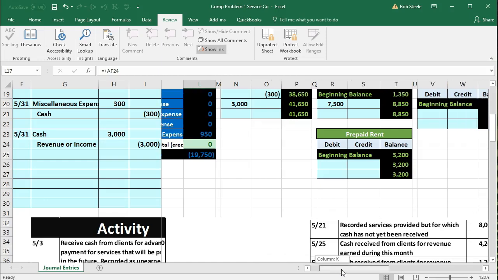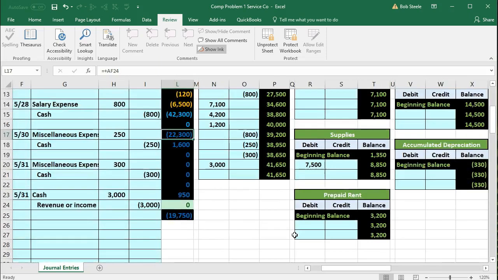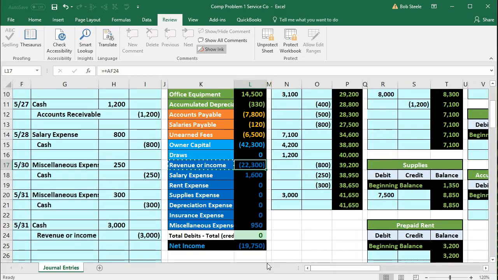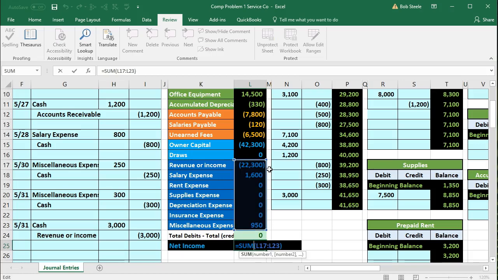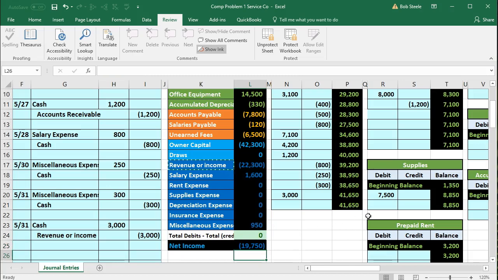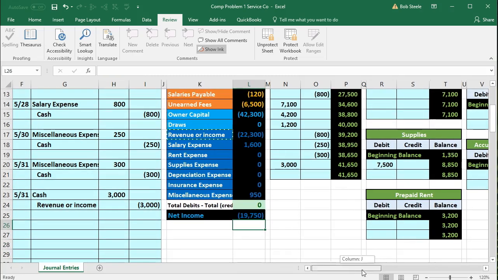Next transaction. We're going to scroll back to, note that net income, of course, went up by this. So net income is the 22,300 minus the 1,600 minus the 950. Therefore, we are at net income, not loss, of 19,750.